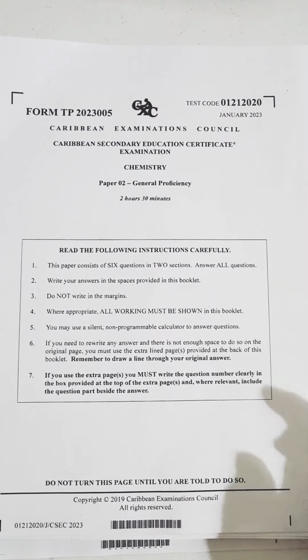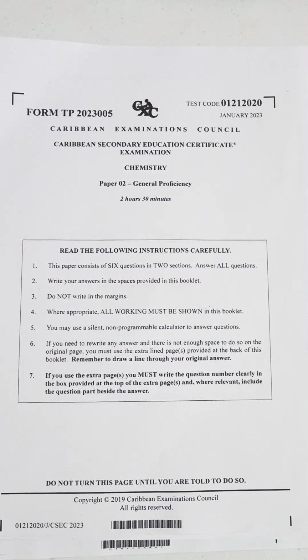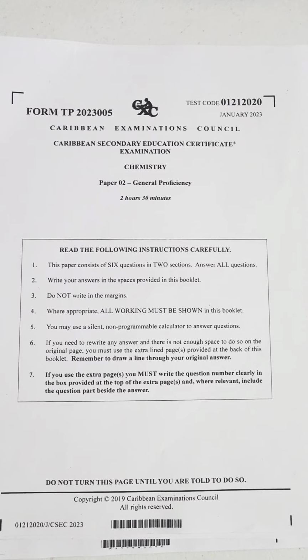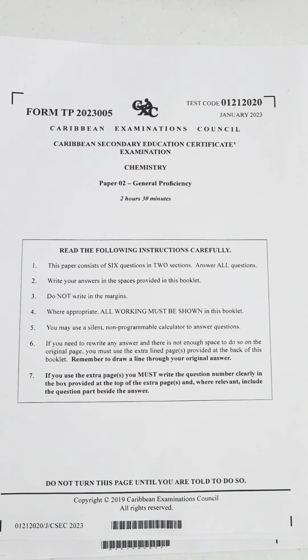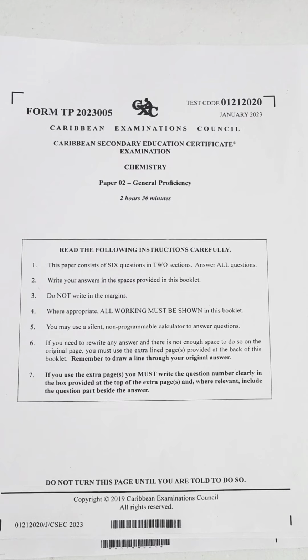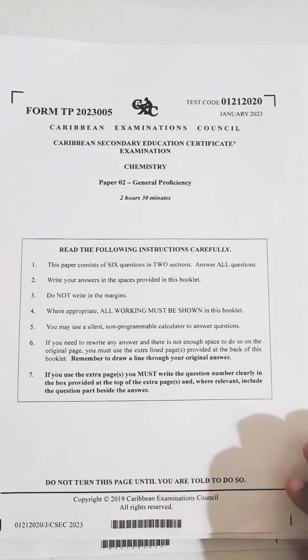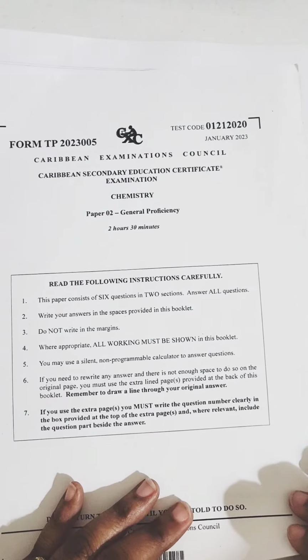Let's not forget that we have 6 questions, 2 sections. You have to answer all the questions. Write your answers in the space provided in the booklet. Do not write in the margins. And where appropriate, you must show all working. You're allowed to use silent non-programmable calculators to answer the questions, and you're given extra paper to write more if you need to. Okay, so that's about it. So it's 7 instructions. So let's get started.